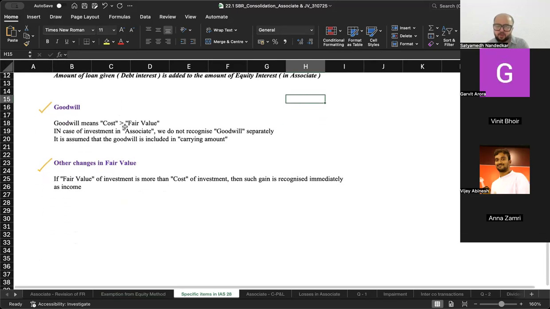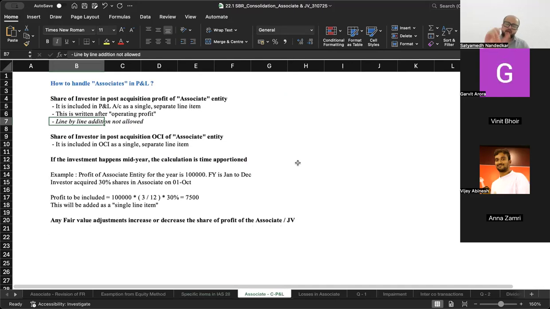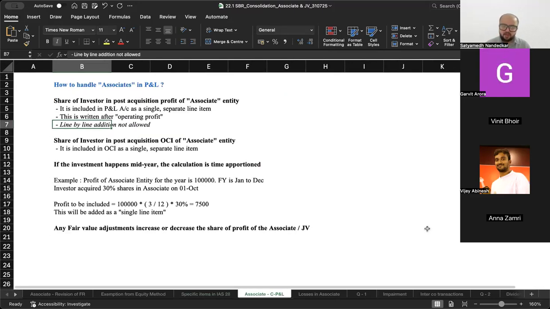There is no separate goodwill calculation. It is assumed to be included in the carrying amount, and other changes in fair value of the investment are recognized in your P&L. Okay, now how does the consolidated P&L get affected by the associate? Calculate the post-acquisition profit of the associate, calculate the investor's share in that, and include that share in the consolidated P&L.